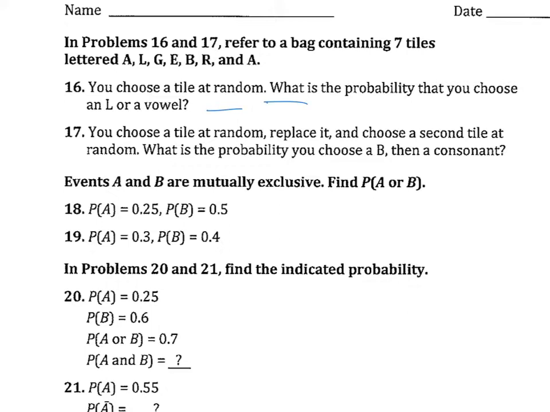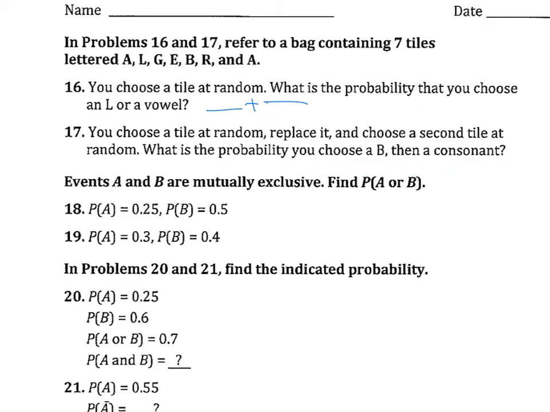So with the probability, we want to simply add these 2 fractions together. Okay, and make sure you use your calculator to reduce the fraction. Okay, and then in number 17, we're going to choose again a tile at random, but we're going to put it back. So we're putting it back, so it means we're still going to have a total of 7 tiles. Then you choose a second one at random. What's the probability you choose a B and then a consonant?